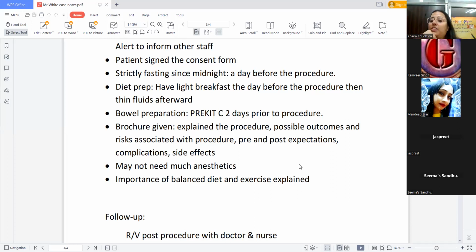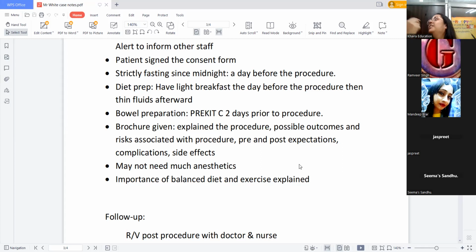In this case, the brochure that has been given explains the procedure, the possible results of the procedure, the risks that can be there with the procedure, and what to expect before and after the procedure, along with any complications or side effects. The patient has also been told that he will not require a large amount of anesthetics, and has also been informed about the importance of a balanced diet and exercise.